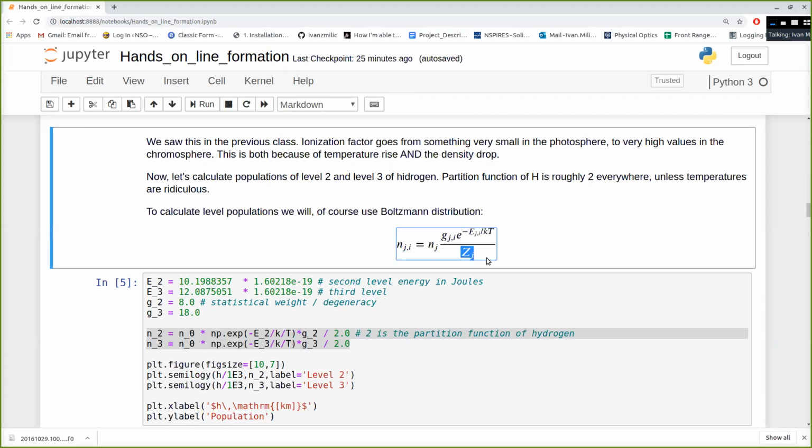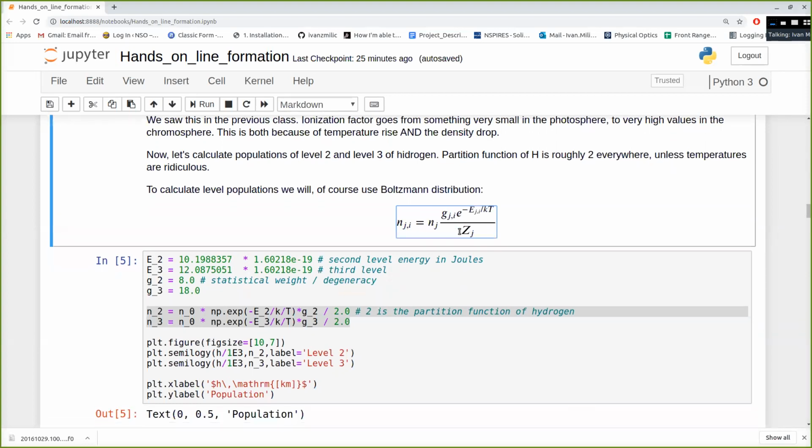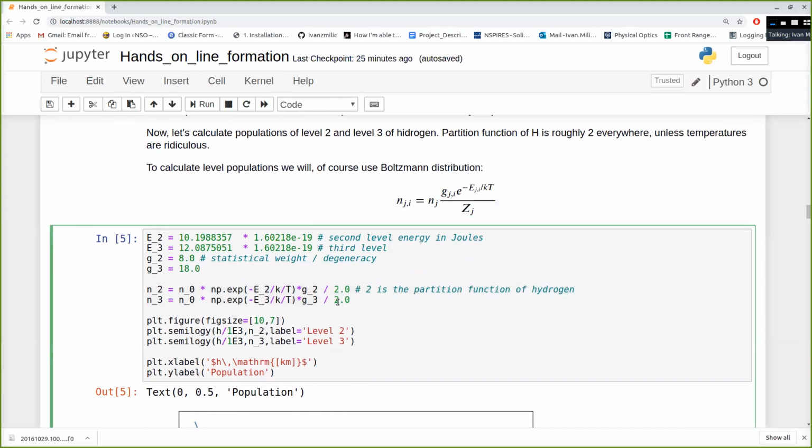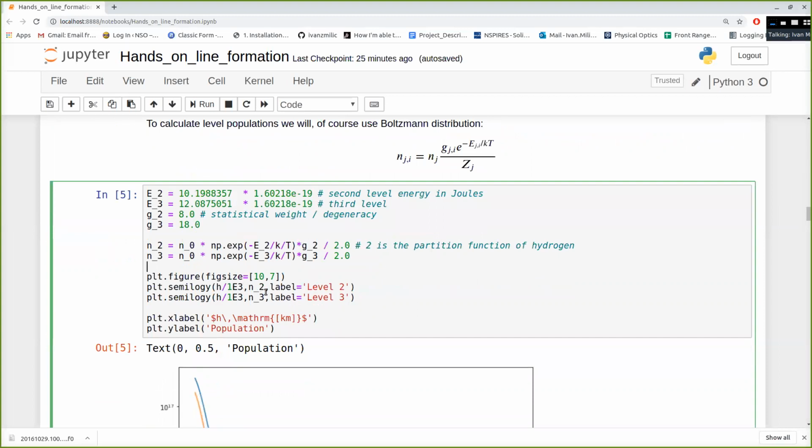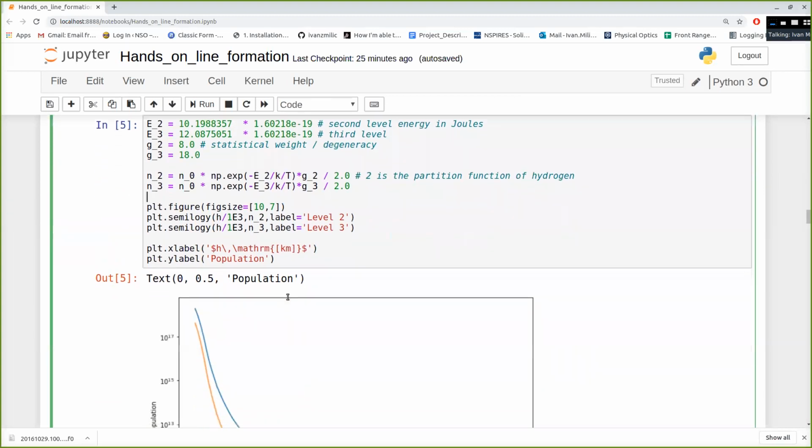So basically, my partition function is approximately going to be equal to the statistical weight of the ground level, which is 2. You can try that out, and you will figure that it's almost 2, unless you take some ridiculously high temperature, which should be, I don't even know how high. You will always get that the partition function is almost equal to 2, and that's why I'm dividing here by 2.